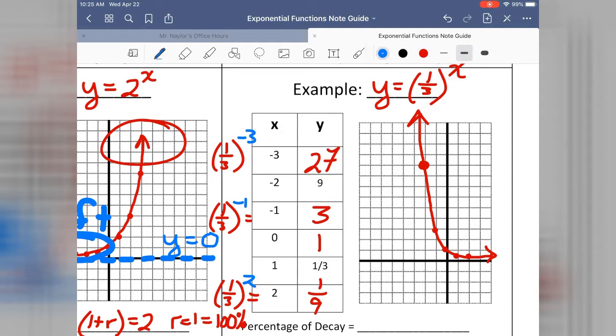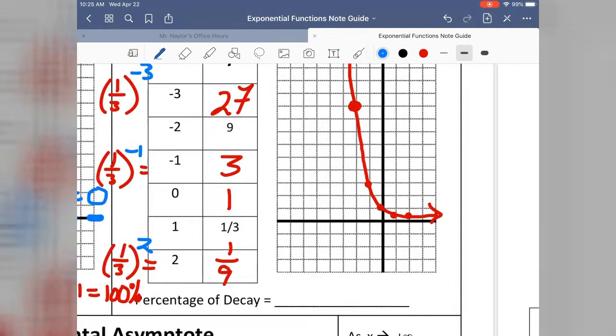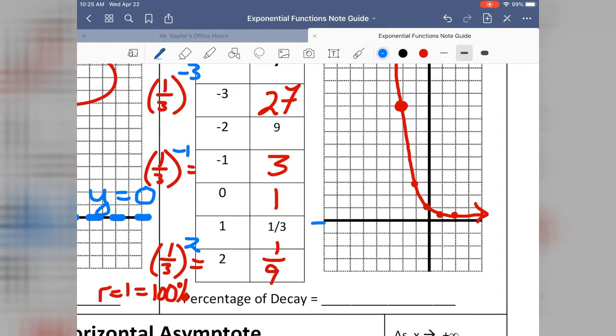Now, there is a value that this graph is approaching, but never going to touch. And once again, that's going to end up being an asymptote. And we like to label that asymptote with a dotted line, and also its value in this case to be y equals 0. Now, this graph is decaying based on the base.